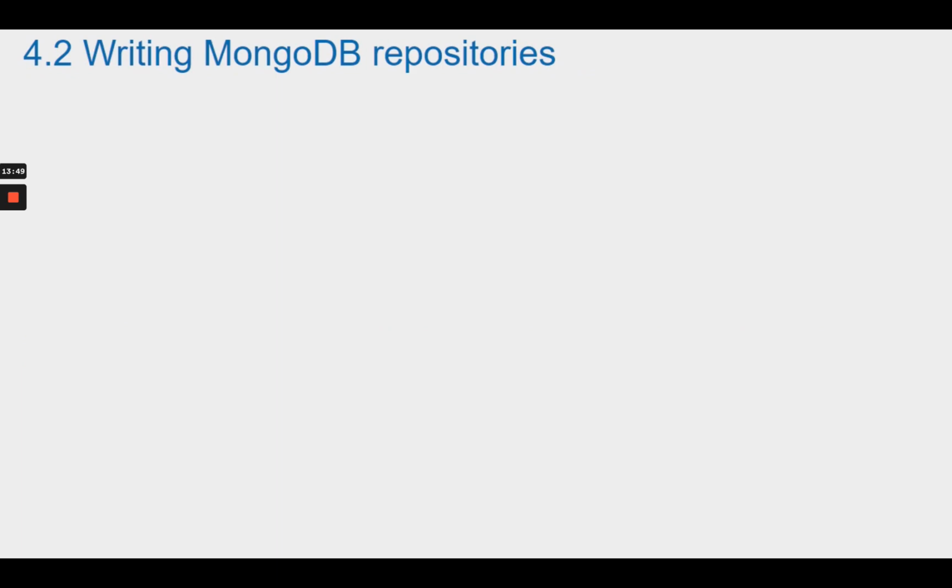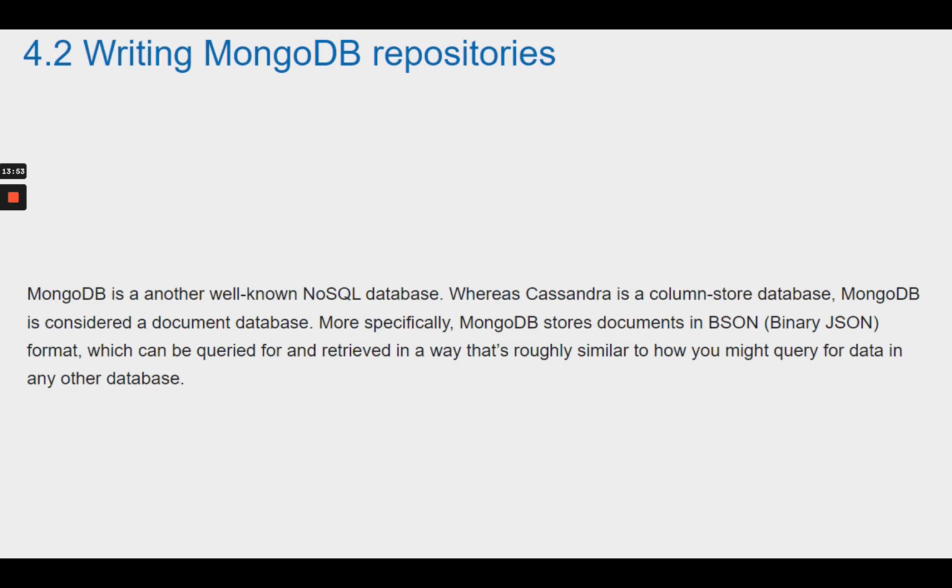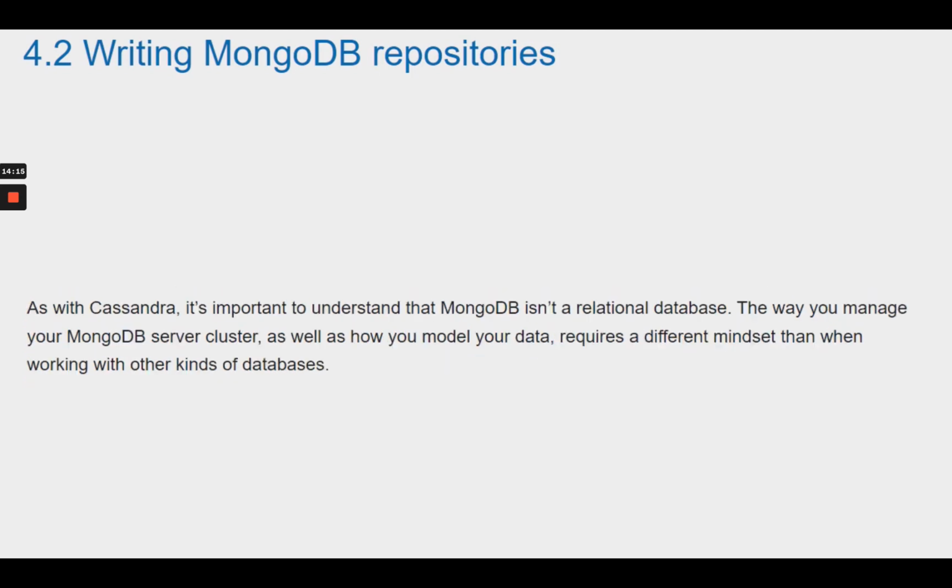Section 4.2 Writing MongoDB Repositories. MongoDB is another well-known NoSQL database. Whereas Cassandra is a column store database, MongoDB is considered a document database. More specifically, MongoDB stores documents in BSON, binary JSON format, which can be queried for and retrieved in a way that's roughly similar to how you might query for data in any other database.